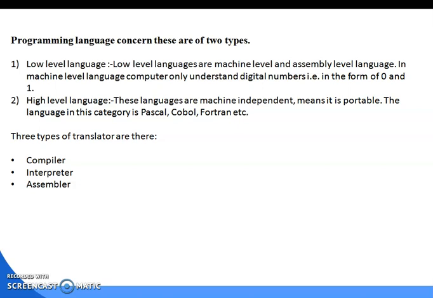Next is your translators. Three types of translators are there. One is your compiler, second one is your interpreter, third one is your assembler.